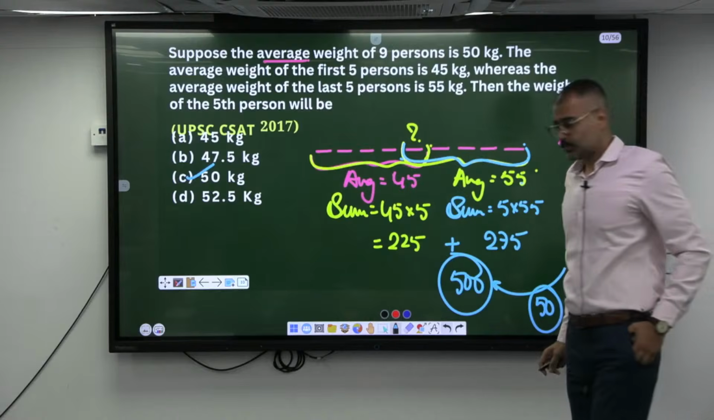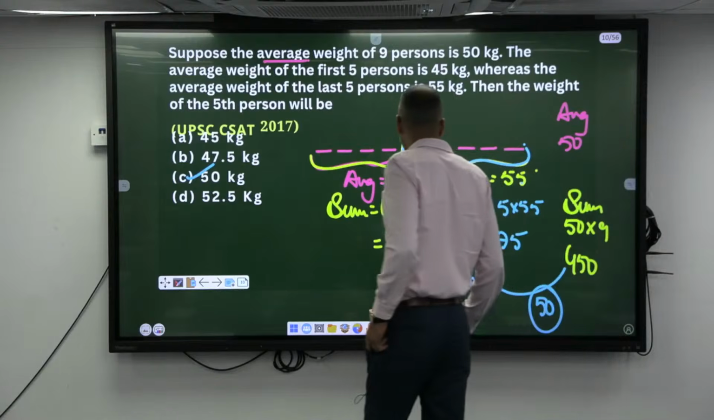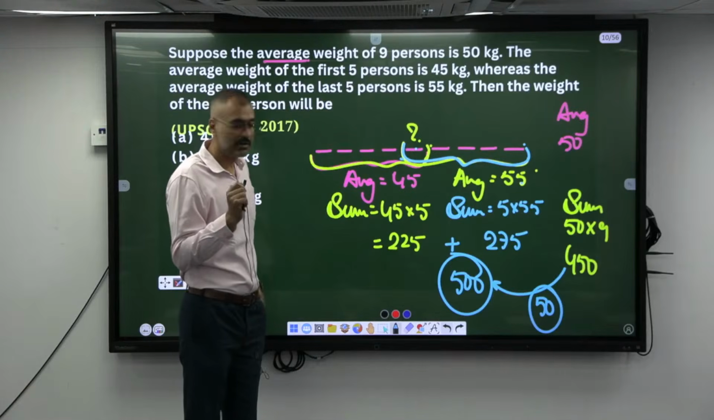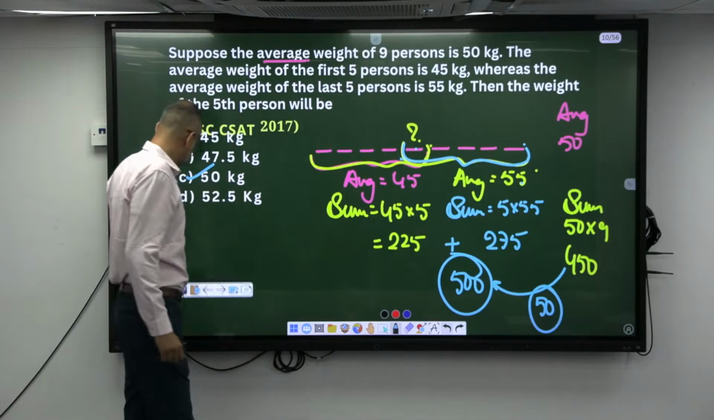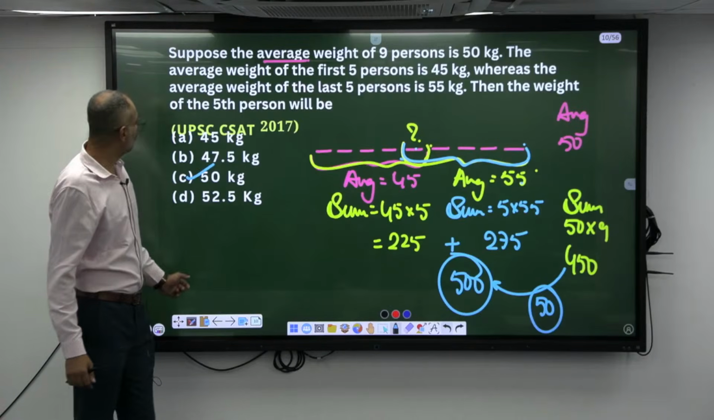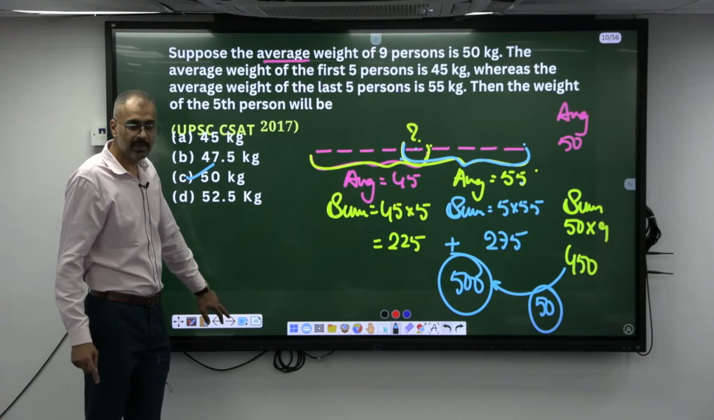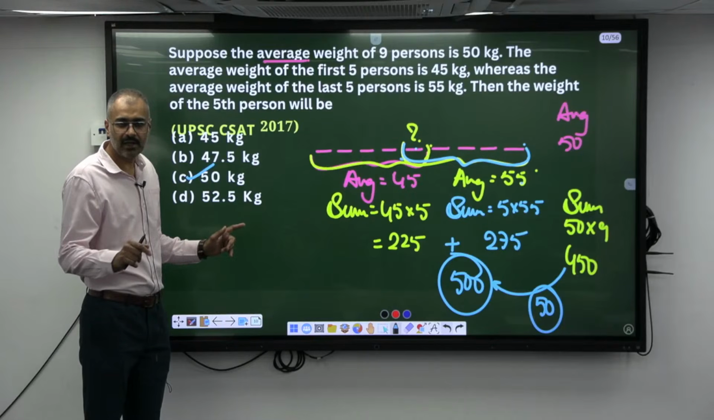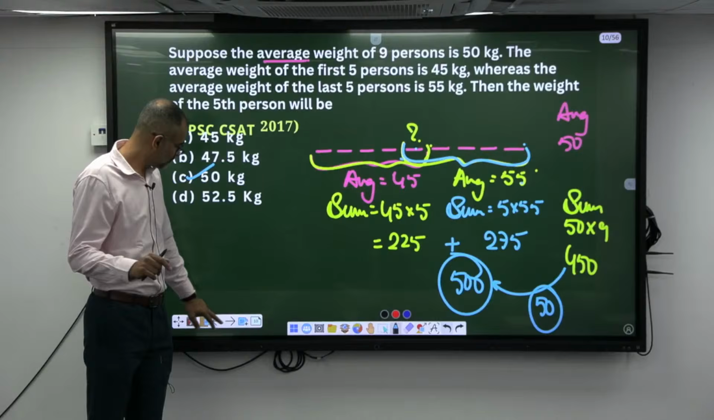So the actual sum was supposed to be 450. Because of the addition of this fifth observation twice, we are getting 500. So if you take out the difference, that itself is the actual value of the middle number. Okay, the middle number is the fifth number. He might give you 11 such arrangements. He asks all these kinds, 9, 11, 13.